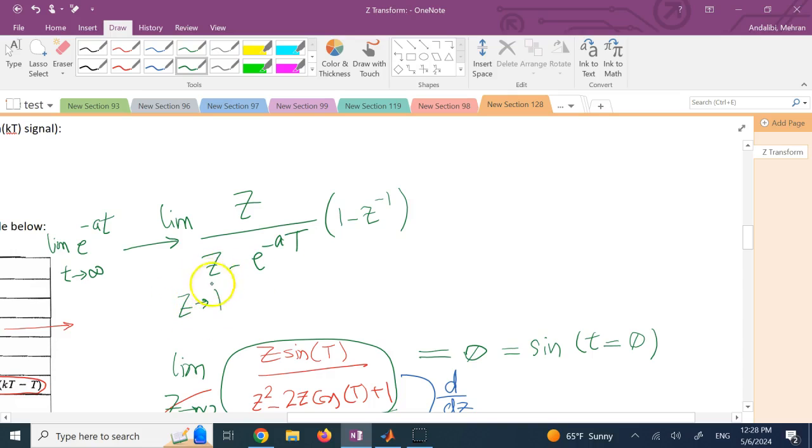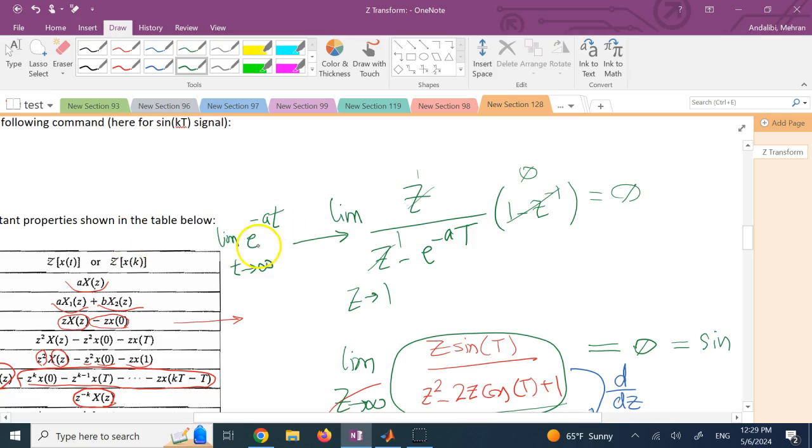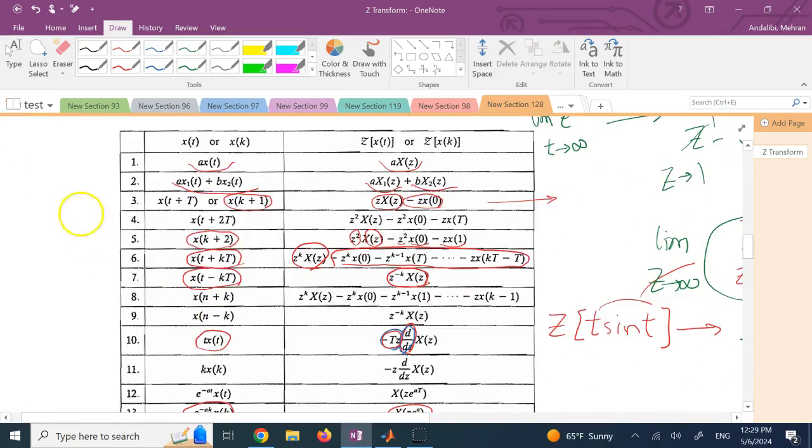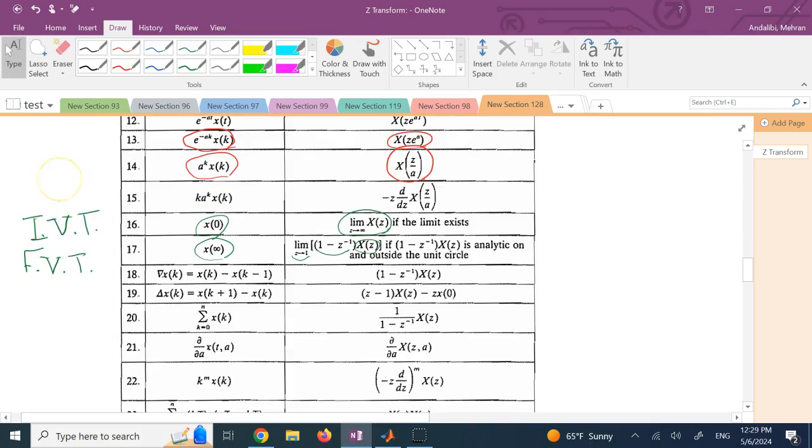If we look, when z goes to 1, what's going to happen? This term is going to be 0, this term is going to be 1, this term is going to be 1. This is not going to be equal to 0 in general. This whole thing is 0, so it's just going to be 0. And of course, that's the same as the limit of this negative exponential as t goes to infinity. So you see, that is the initial and final value theorem.